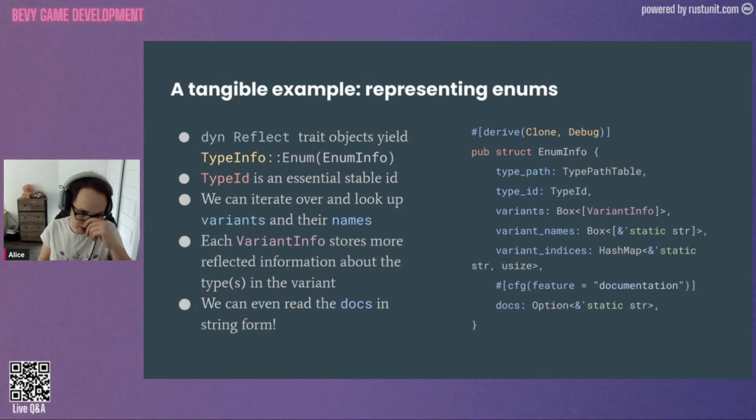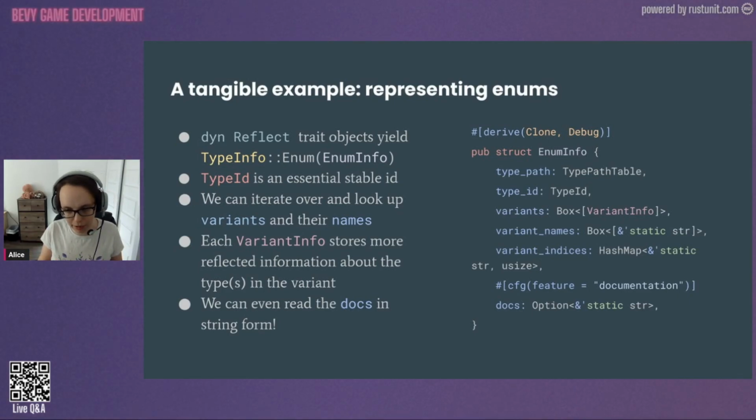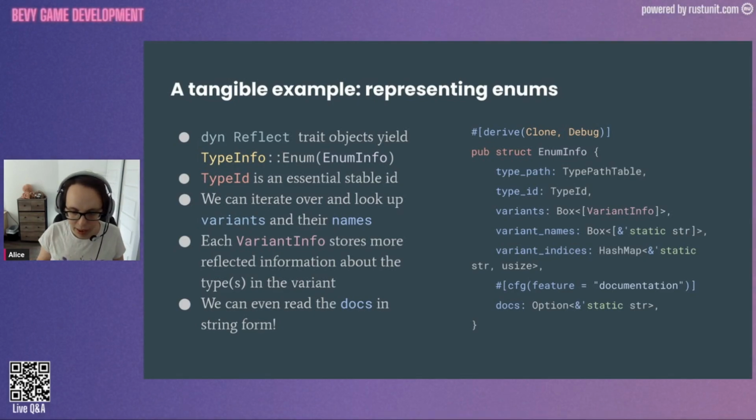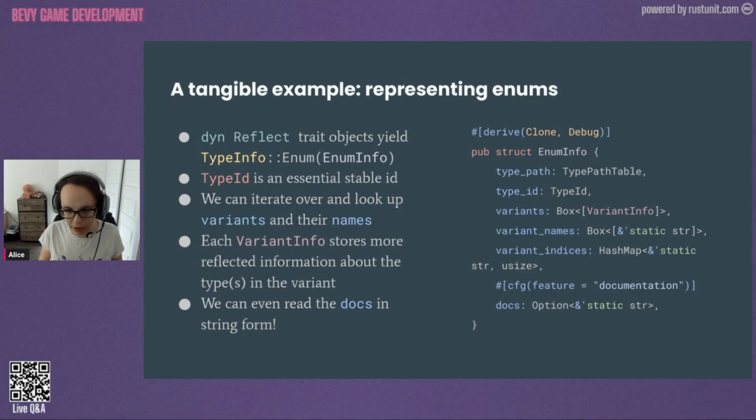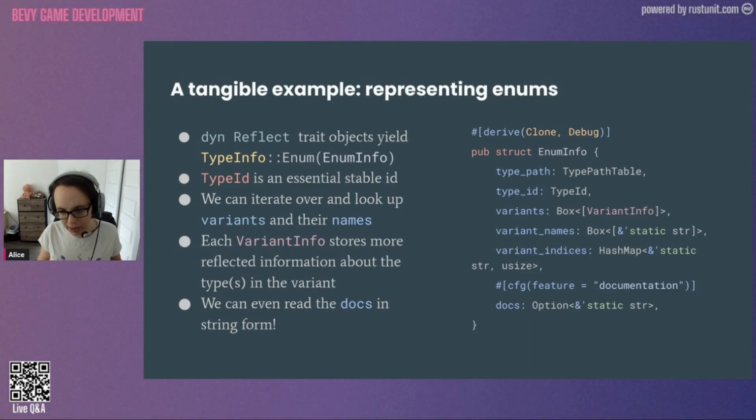And this will give you the names of the variants. They'll give you the type of them, and then you can have nested types within there, and you'll recurse down. And then you'll have a way to quickly look up the variants by their name. That's what the variant indices is for.